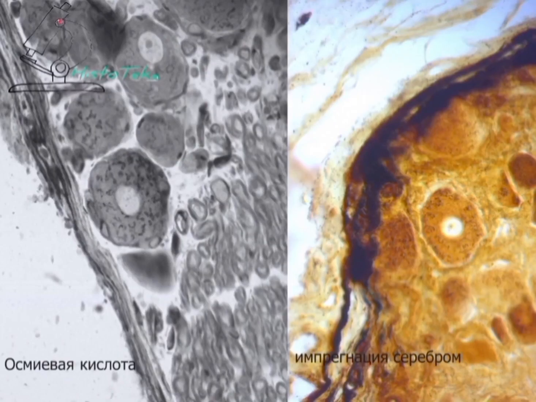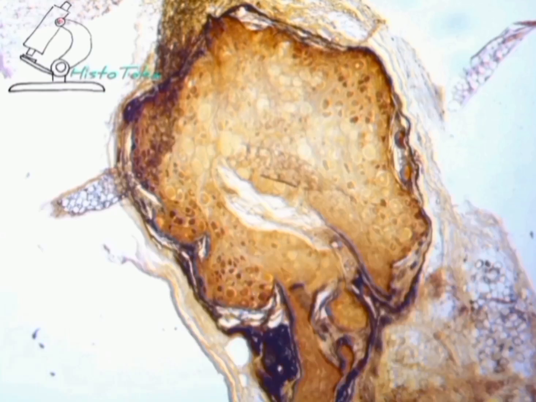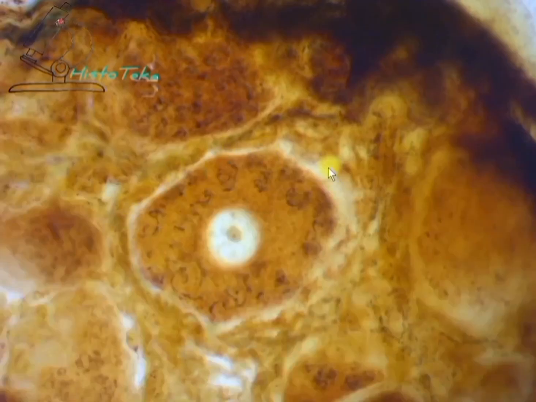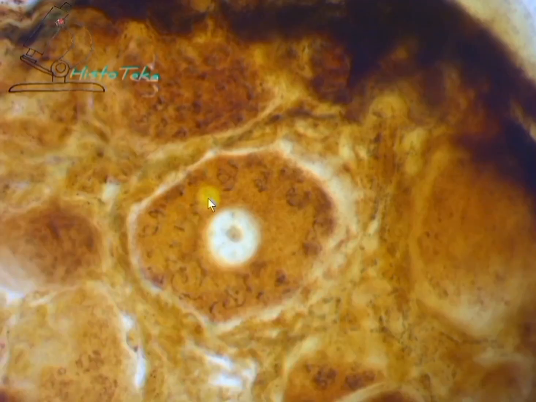So, briefly about these preparations. Spinal ganglion stained with osmic acid, spinal ganglion impregnated with silver salts, the bodies of neurons, nuclei, dictyosomes of Golgi complex.